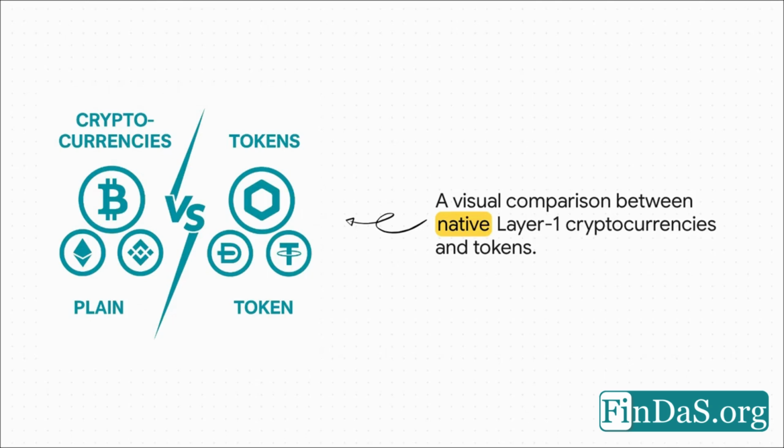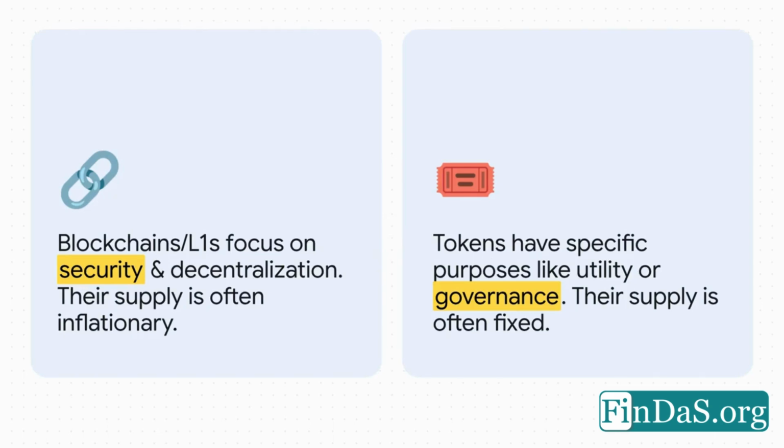This visual lays it out perfectly. Over on the left, you've got your native coins like Bitcoin and Ether. These are the absolute lifeblood of their own blockchains, which we often call layer ones because they're the base infrastructure. These coins are essential for the network's most basic functions, like paying for transactions and rewarding the people who keep the network secure. Now, on the right, you have tokens. They don't have their own blockchain. Instead, they're like applications built with smart contracts that run on top of an existing layer one, borrowing its security and its infrastructure.